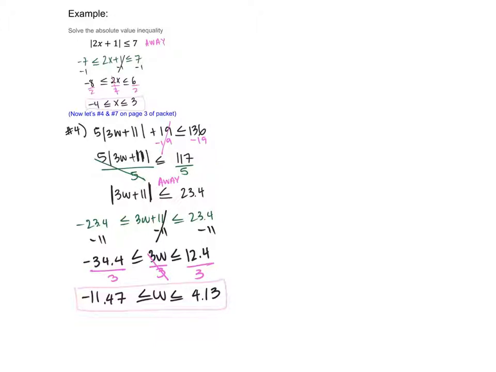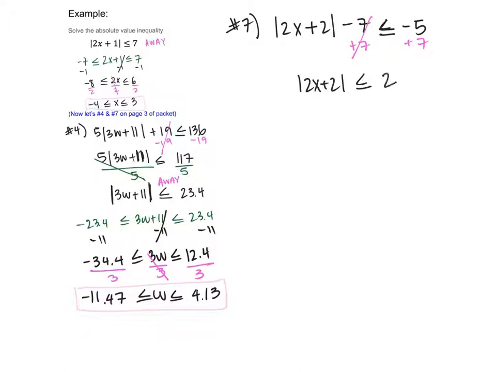So on this space here, I'm going to do number 7 for you guys. That one, we do have to write it in interval notation. Number 4, we don't. But for number 7 here, you have the absolute value of 2x plus 2, minus 7 is less than or equal to negative 5. Okay, so first things first, you got to get that absolute value by itself. So I have to move over that 7. So that cancels. So this is really a positive 2 on this side.